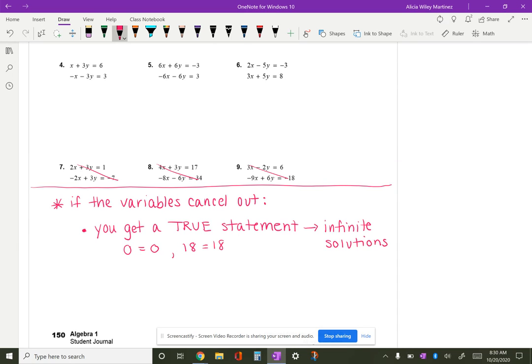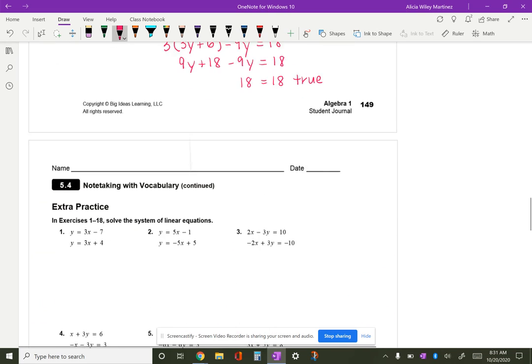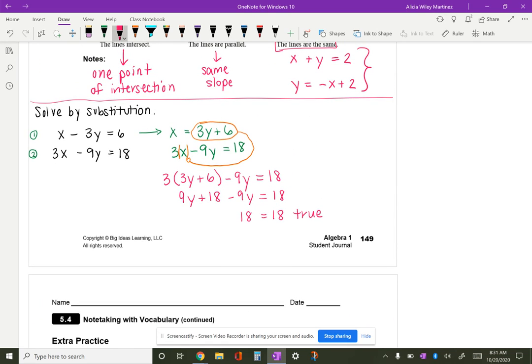Okay, so we can go back to our problem here. And even though we know this is true, that's not the answer. We need to answer this and say that our answer in our example back on page 149 is going to be infinite solutions. So that's what I would put there.